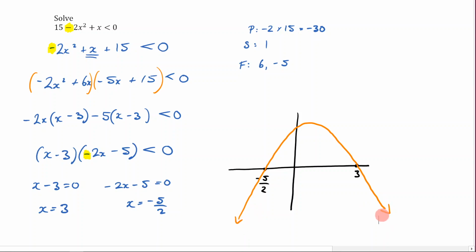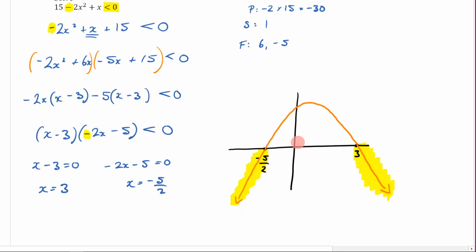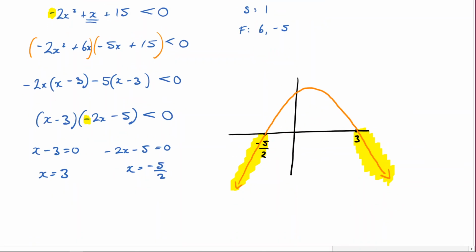Next, we have to say, well, where is this less than zero? Well, it's less than zero here, and it's less than zero here. So that means my final answer to this thing is going to be x is less than negative 5 on 2, or x is greater than 3. So x is less than negative 5 on 2, or x is greater than 3.